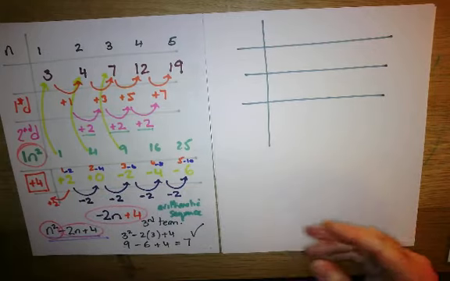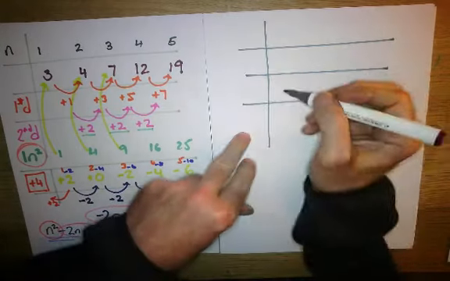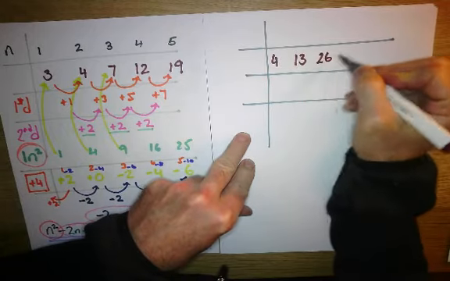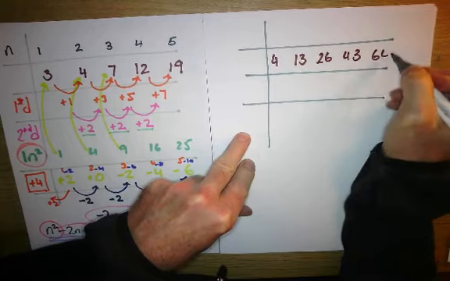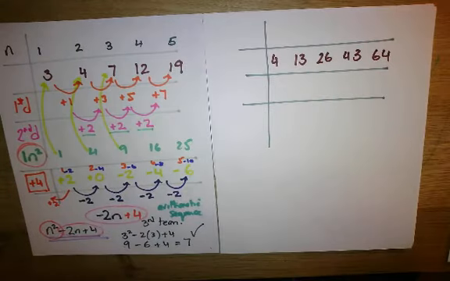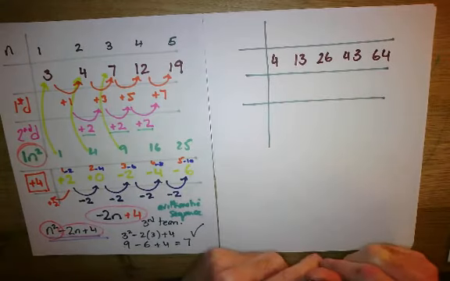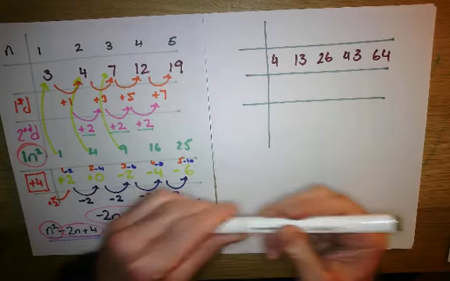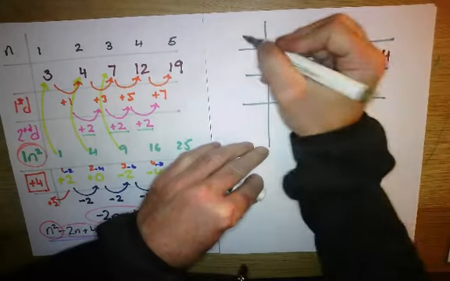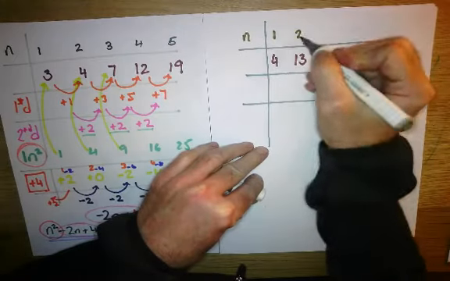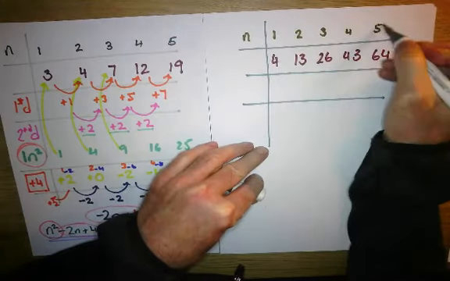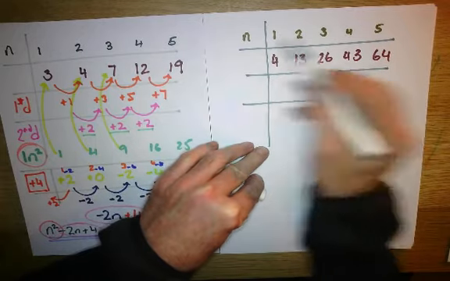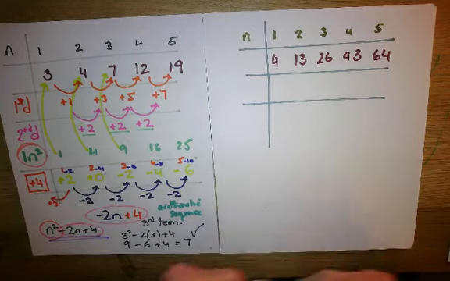So the sequence we're going to try and name starts with a 4, and has a 13, a 26, a 43, and a 64. And we want to try and name this sequence. So to do that, first of all, I'm going to put in the order of the sequence. So I know that the first term is 4, second, third, etc. The first term is 4, the second term is 13. So this helps me with my structure.